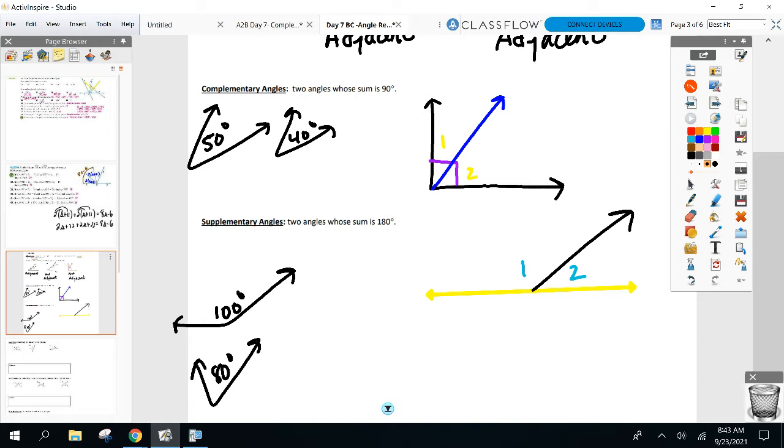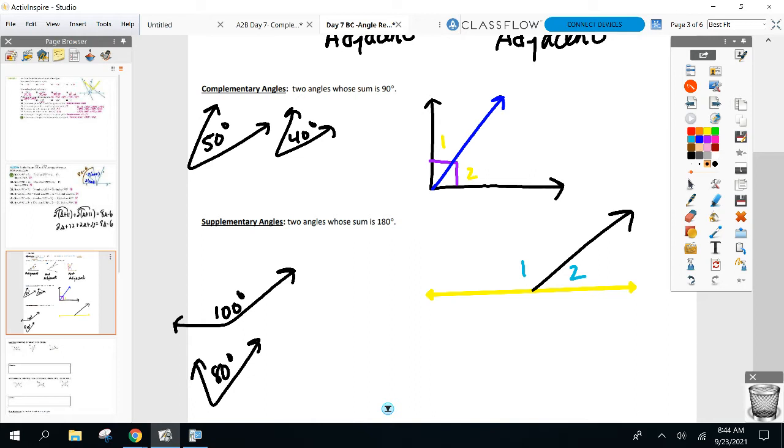Those are supplementary. How do I know they add up to 180? The box told me up here 90. I got that. But now why 180 here? There's a line. What about it? A line is 180 degrees. All right, that's how I know 1 and 2 add up to 180.